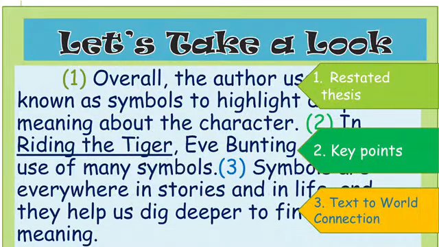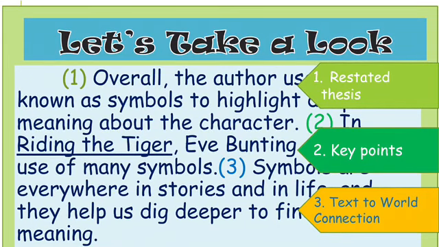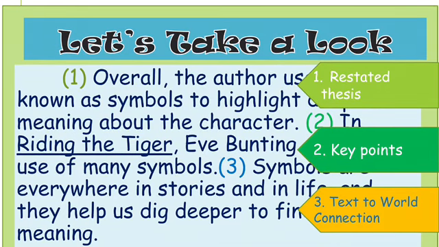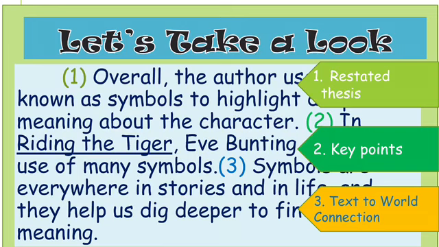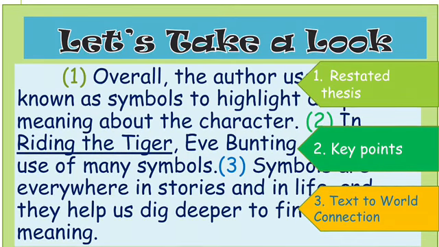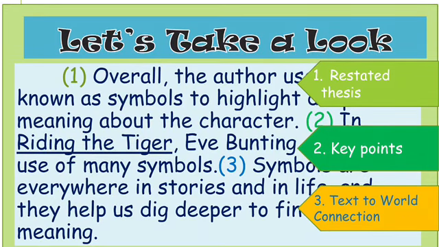Take a look at the conclusion altogether. Overall, the author uses clues known as symbols to highlight deeper meaning about the character. In Riding the Tiger, Eve Bunting employs the use of many symbols to give us more information about Danny. Symbols are everywhere in stories and in life, and they help us dig deeper to find new meaning every day. You see here I have all three components very clearly laid out. Restate my thesis, give some key points and main ideas, and make a text-to-world connection.